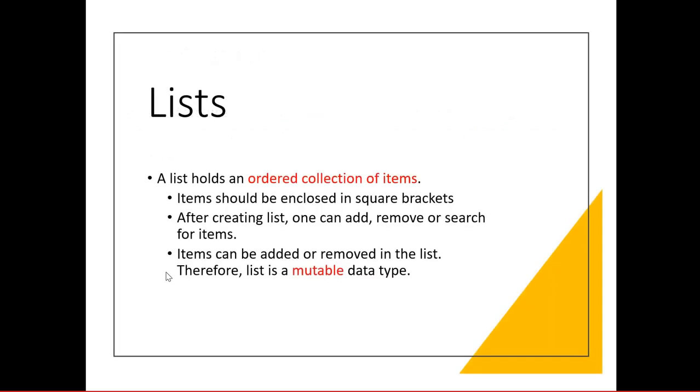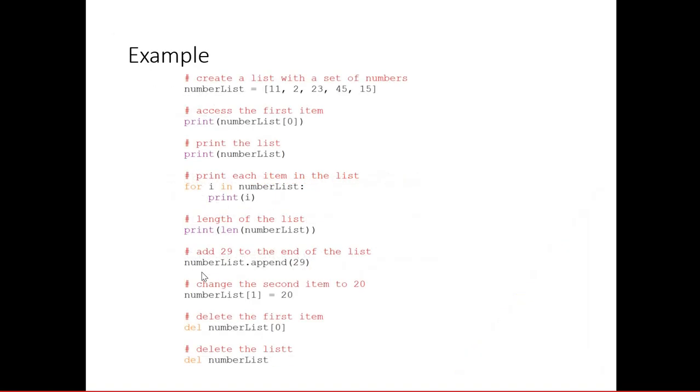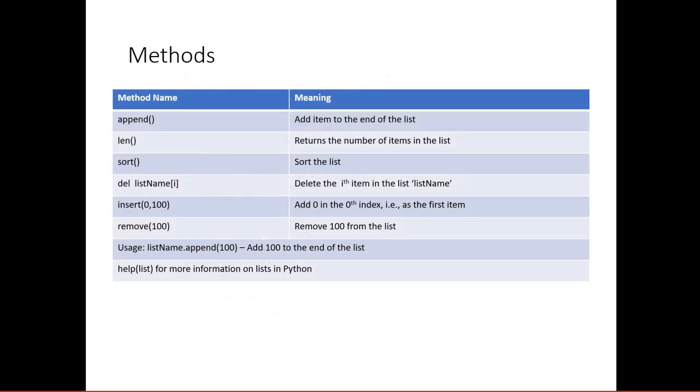Basically, it is an ordered collection of items, which means you can directly access an item based on the location. It uses square brackets to denote that it's a list, and you can manipulate what is inside. Since you can manipulate what is inside, this is known as a mutable data type, right? So the type of this is a list. We looked at how to manipulate it using this example where I stored a set of numbers as a list. And then we discussed different methods that you can use to access the details.